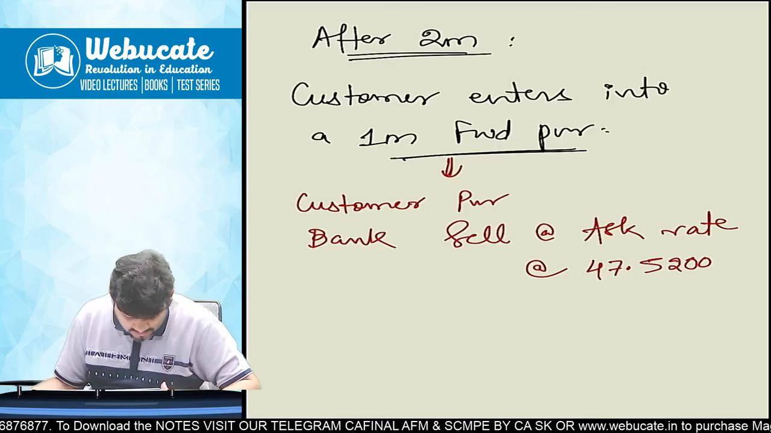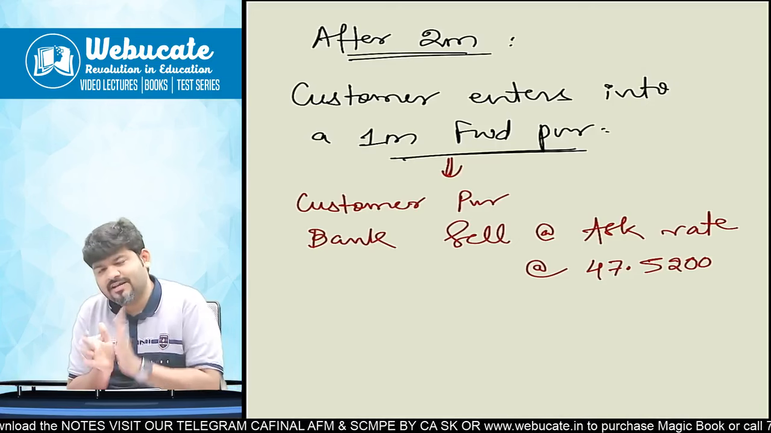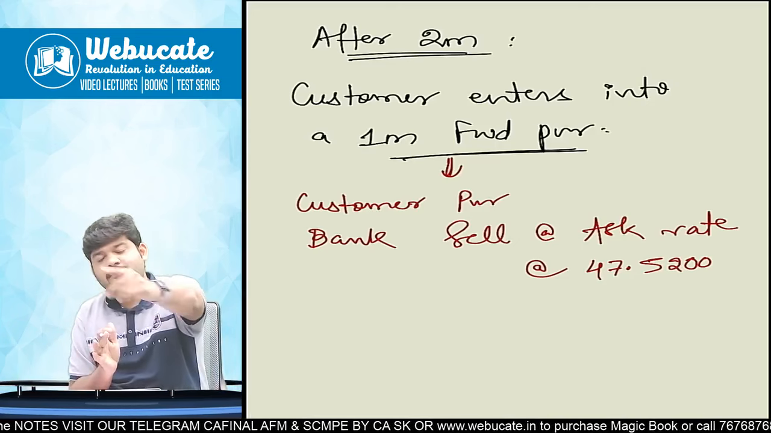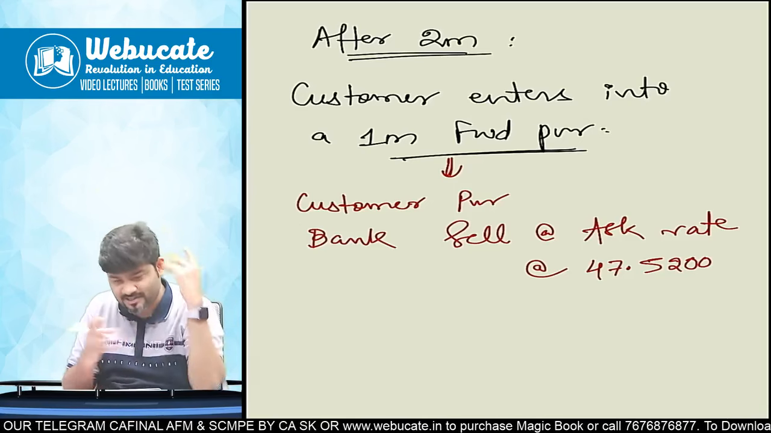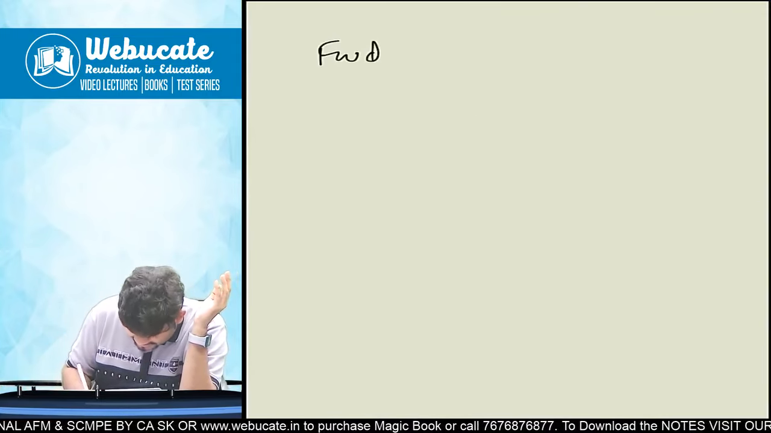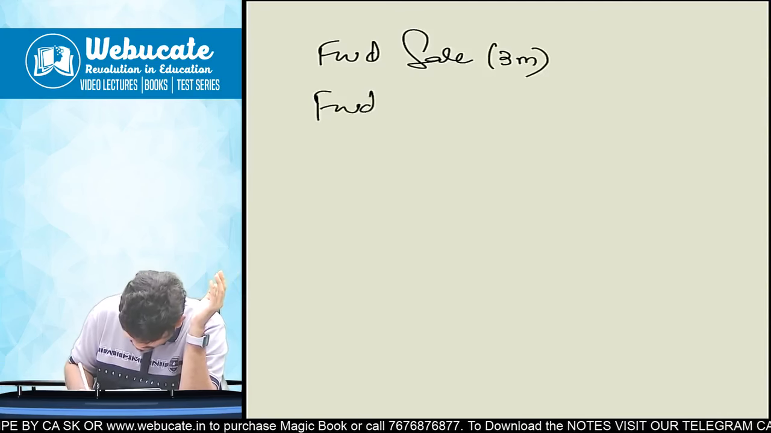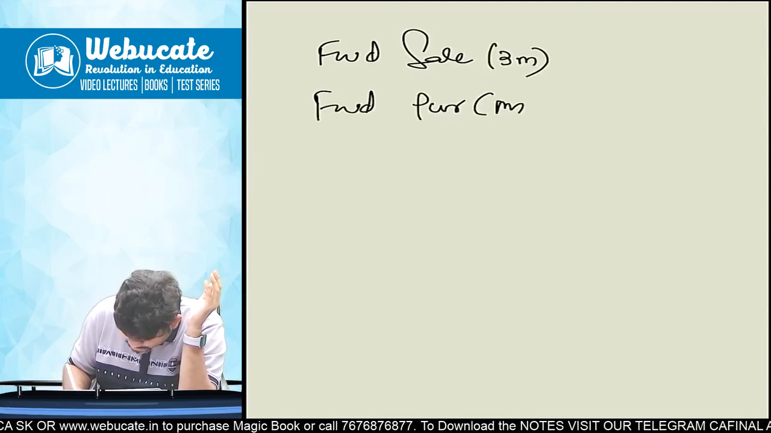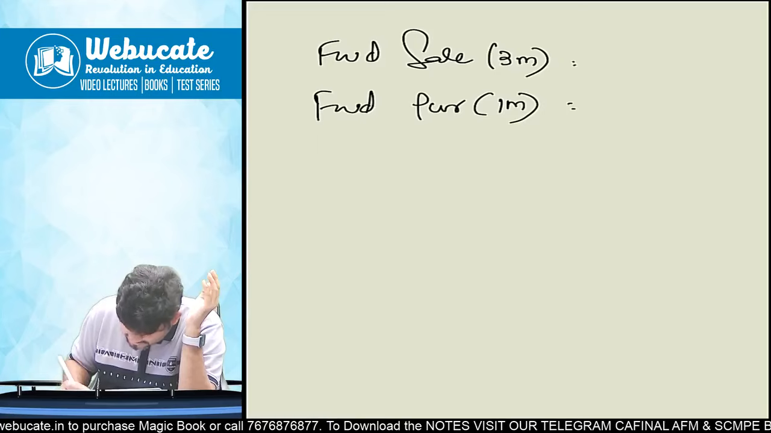I think the deal is clear. So as soon as he comes, I will tell him, don't worry. Immediately buy a 1 month purchase. Game over. Chalo, tata, bye bye. He'll go. Okay, done. So his forward sale is already booked. His forward purchase now we have booked for him. There is no margin in this question.